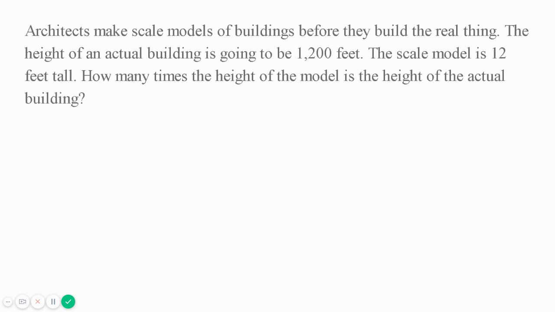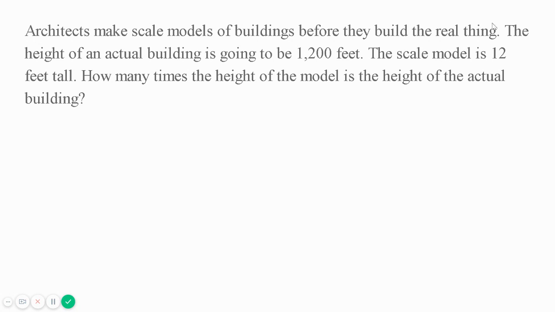We're going to start with this word problem. It says architects make scale models of buildings before they build the real thing. The height of an actual building is going to be 1,200 feet. The scale model is 12 feet tall. How many times the height of the model is the height of the actual building? So let's think about what that means.